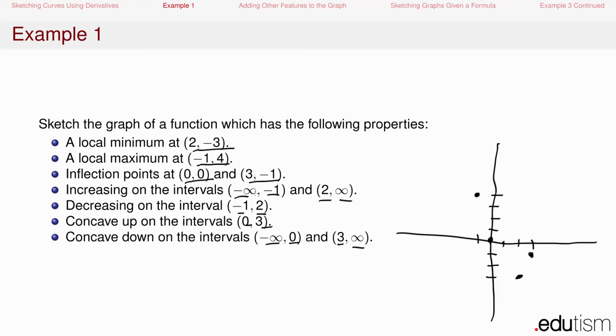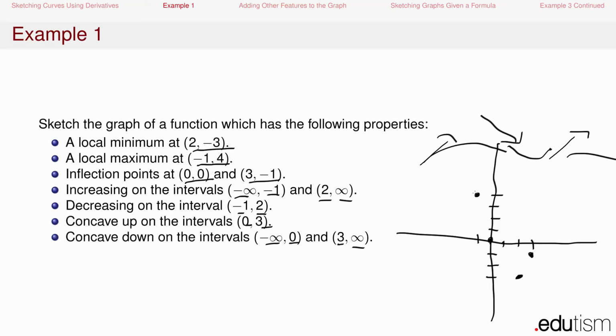So it's increasing from -infinity to -1 and from 2 to infinity. So here it's increasing and here it's increasing. It's decreasing from -1 to 2. It's concave up between 0 and 3. So between 0 and 3 it's going to look like this. And it's concave down here and here. Okay, let's see if we can put these shapes together to get a graph of a function.